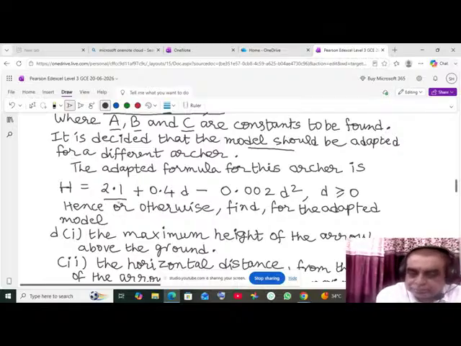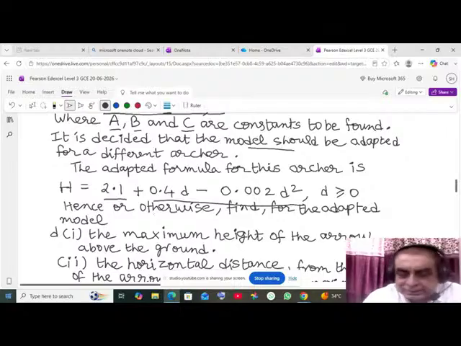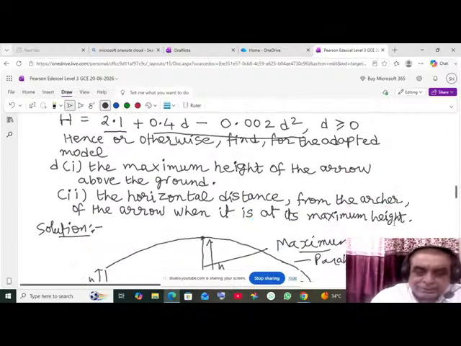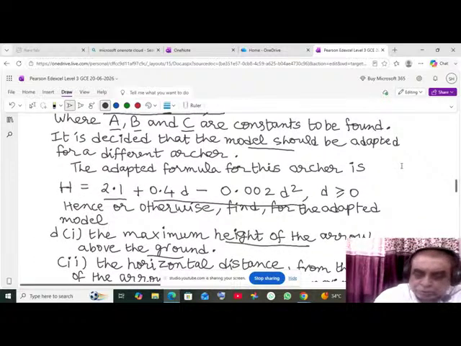Only the constant number, earlier it was 1.8, has been changed to 2.1 for a new archer. Hence or otherwise, find for the adapted model. So this is the new model for a new archer. We have to find for part D the maximum height of the arrow which is reached above the ground. What is the maximum height for this new model?